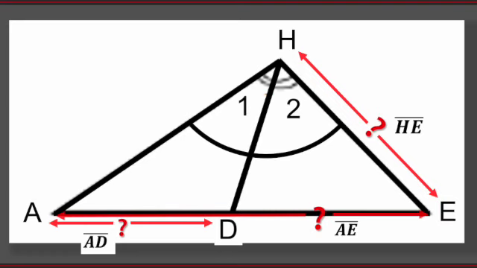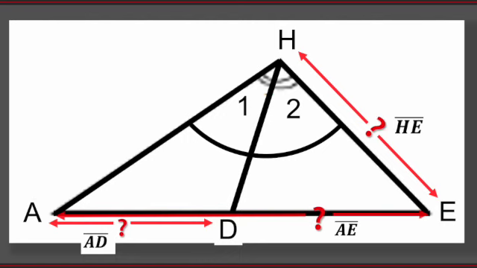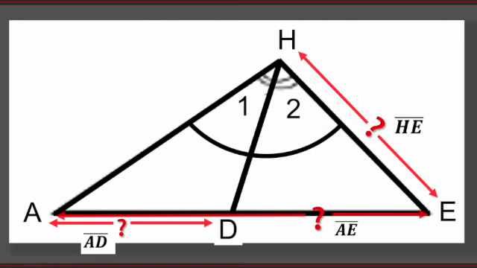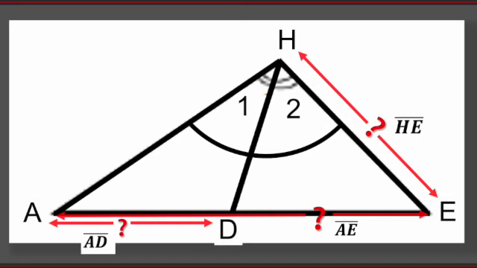Let's focus on this example. Tingnan natin yung mismong figure. If you have noticed, this is a triangle AHE, and there is a line segment HD, and it bisects the angle H. Again, when we say bisect, it divides the angle into two equal parts. So see, number 1 and number 2 are angles which are congruent. Now, ang tanong natin dito, what is line segment HE? Yun yung question mark.